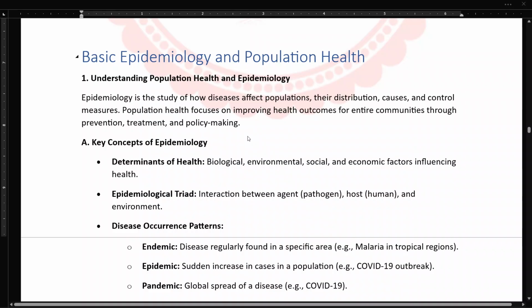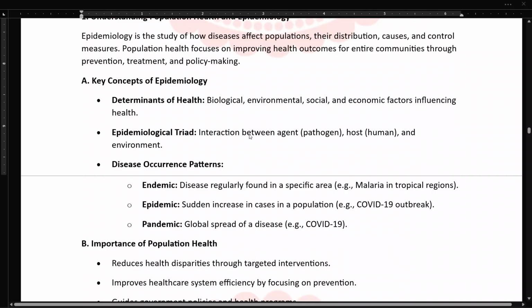So, the key concepts of epidemiology, let's discuss. First is determinants of health. Biological, environmental, social, and economic factors influence health, as we have already discussed in many previous topics. Then epidemiological triad, which we already discussed in previous topics: agent, host, and environment. These are the three components of the epidemiological triad.